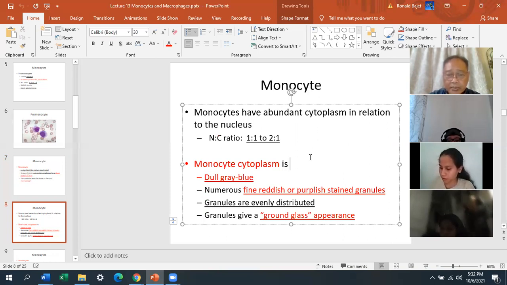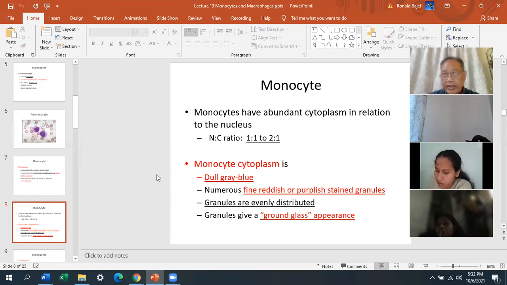Dull gray blue cytoplasm, and fine reddish or purplish stained granules. So when I was in my CLS training, they described lilac granules. I said, what's lilac? I don't know what lilac means. I guess that's some kind of Avon color. Well, I didn't know, and it took me a while to figure out what a monocyte was. But when I say the descriptive term fine reddish or purplish stained granules, you'll know what I mean. Okay, it's either reddish or purple. You actually may see both if you zoom in really close.